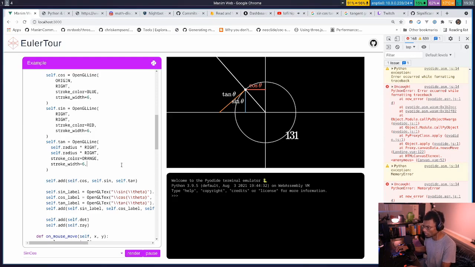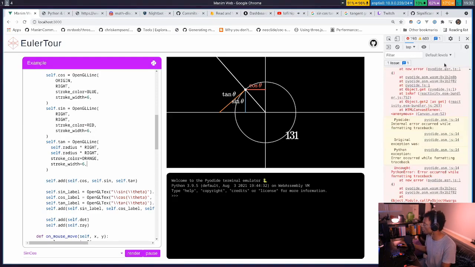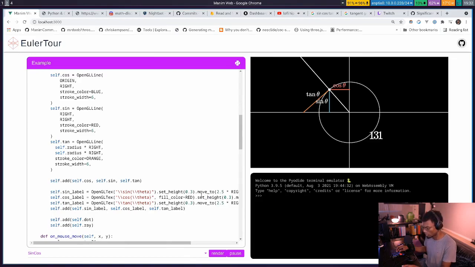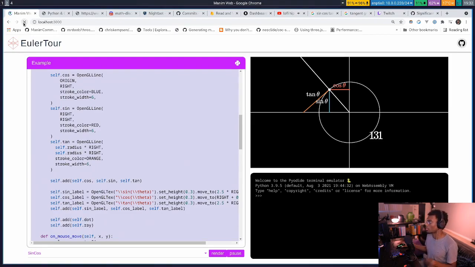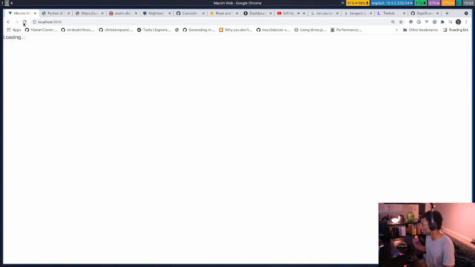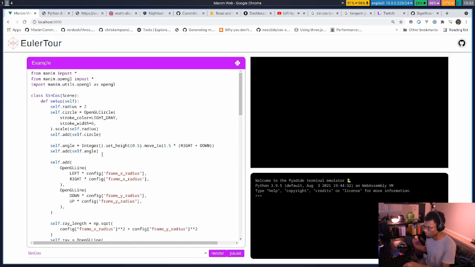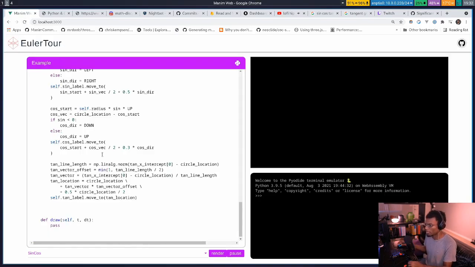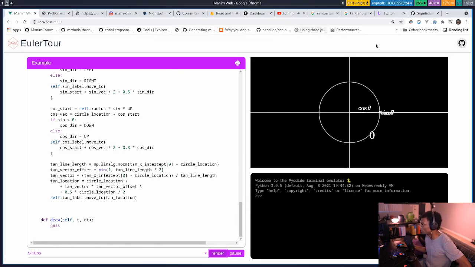Okay. I'm not going to do the fill color right now. I'm just going to push this version with the tangent and then see if I can figure out a way that it can render without running multiple render loops.